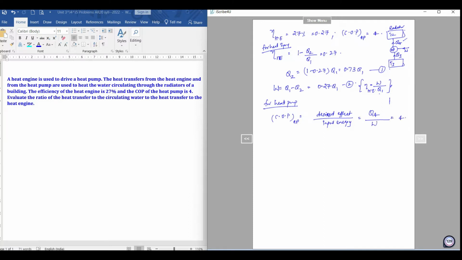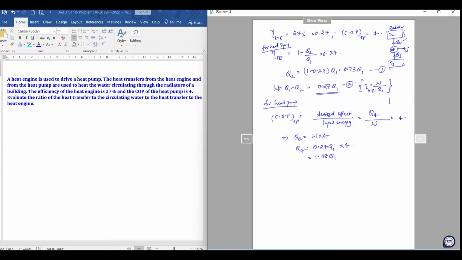This is already given to us. So this implies Q4 equals W times 4. Which is equal to the W value, 0.27 into Q1, times 4. So I can write Q4 equals 0.27 times Q1 into 4, which will be equal to 1.08 times Q1.